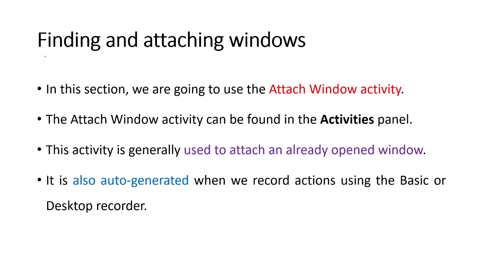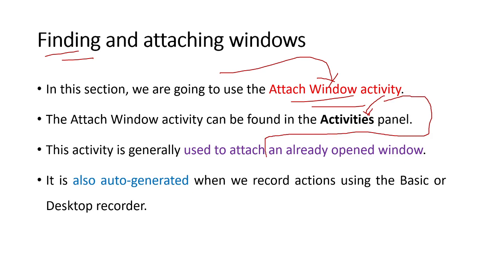We shall start with the first objective of this chapter, which is to learn a new activity called the Attach Window activity. The job of this activity, as the name itself says, is to attach a particular window, and I will explain why we have to do all this when we start with a practical example. As we all know, the activity can be found in the activities panel, and this activity is used to attach an already opened window.